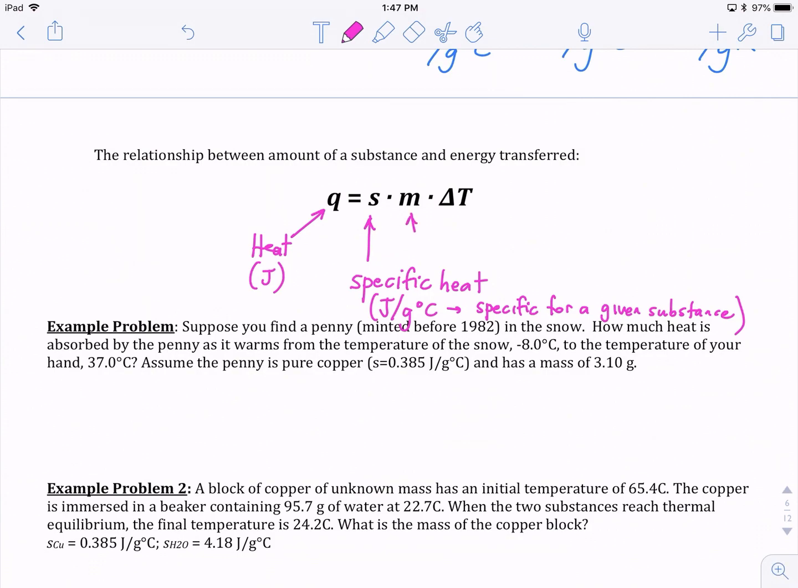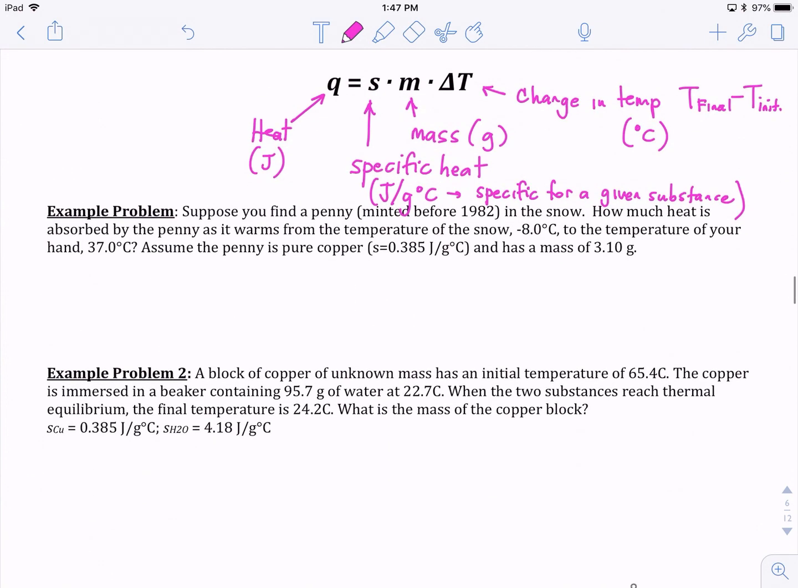Mass is our M, and our mass in terms of this equation is going to be in grams, and our delta T is our change in temperature. Remember that a change in anything is always temperature at its final state minus temperature at its initial state. Temperature final minus temperature initial. Change in anything is always final minus initial. And so that's going to be our change in temp, typically in degrees Celsius. So there's our equation and what everything stands for.